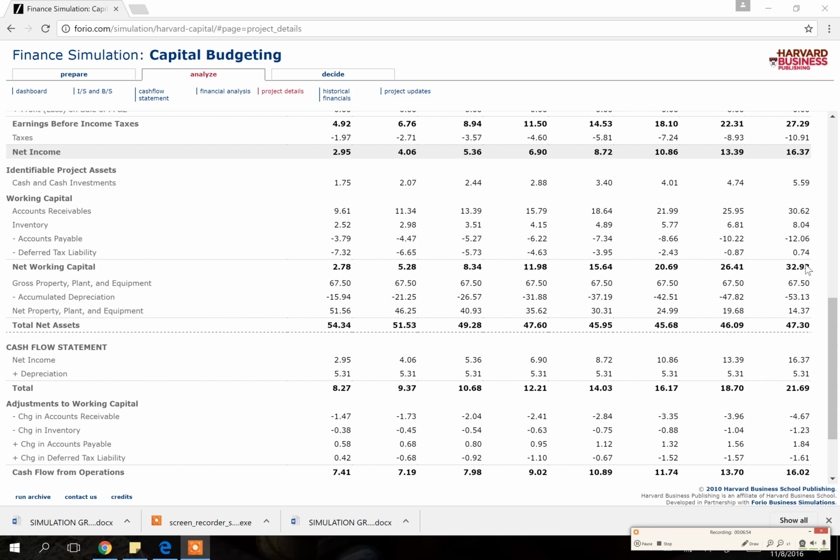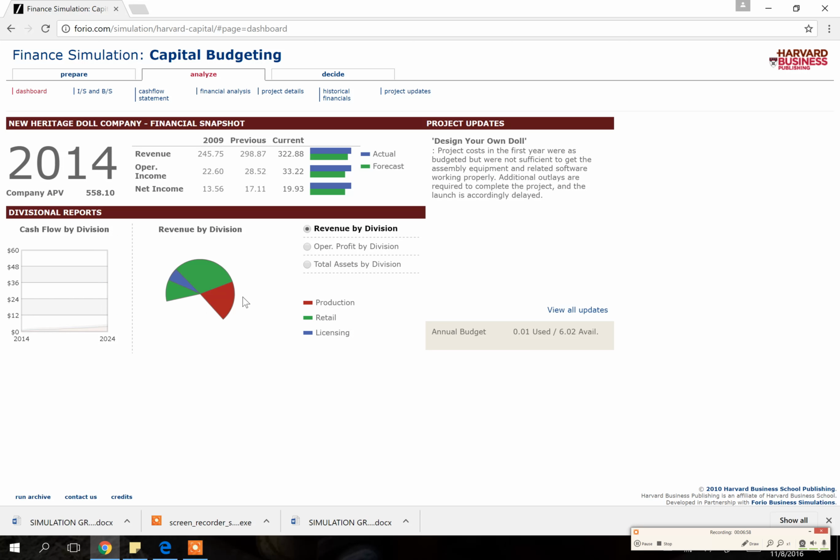And going back to the dashboard, your money's always going to be in production and in retail. That's where all your money's going to be. Yes, they're higher risk, meaning that if something goes wrong, it's going to hurt you. But if something goes really super well, your product's selling super well, your stuff is going to increase.